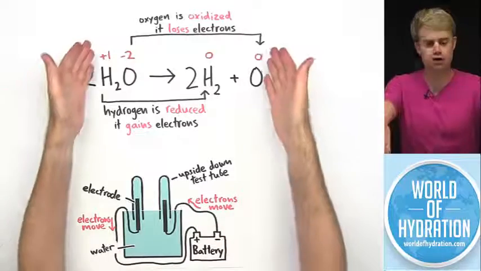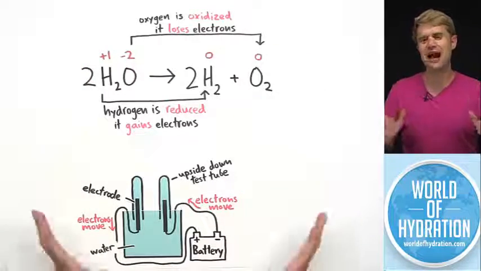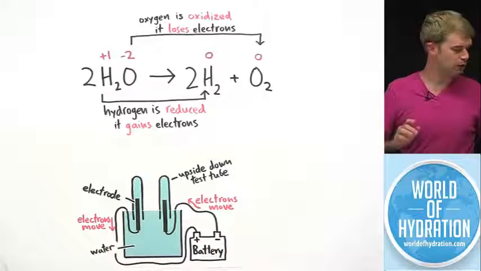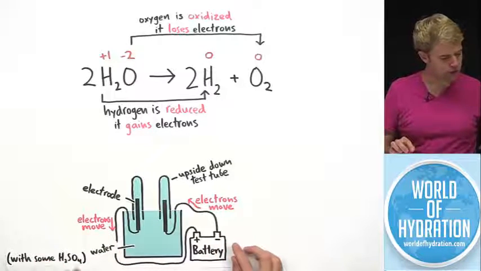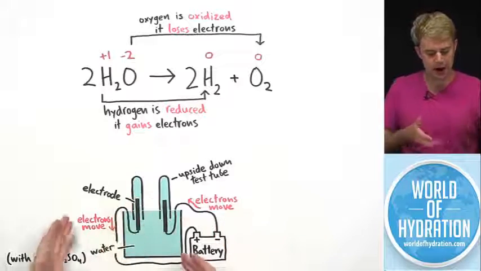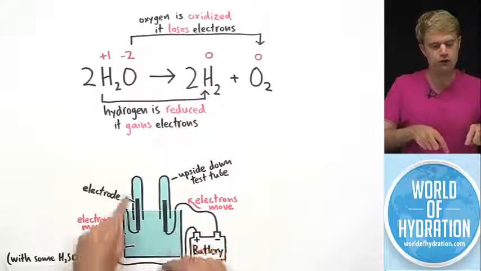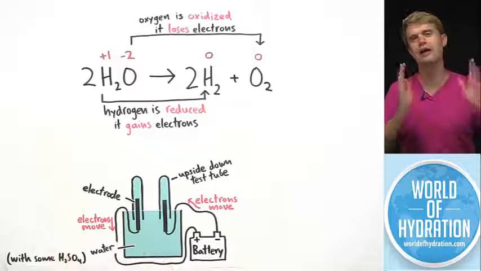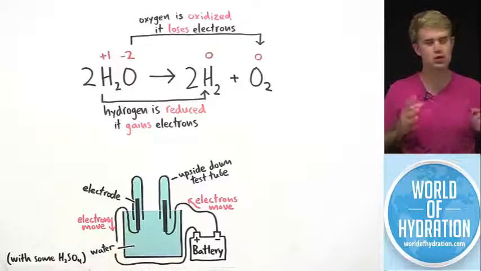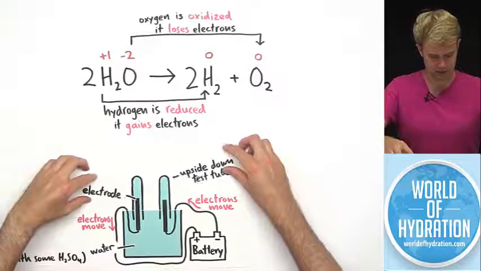Now I should say this electrolysis process doesn't just happen in distilled pure water. We got to add a little something like sulfuric acid here to allow electricity to flow through the water. So you can't just do this in pure water. Got to add what we call an electrolyte like H2SO4, sulfuric acid.